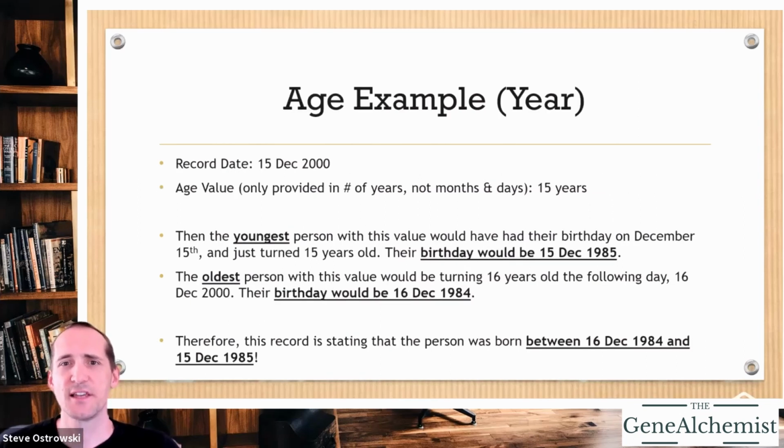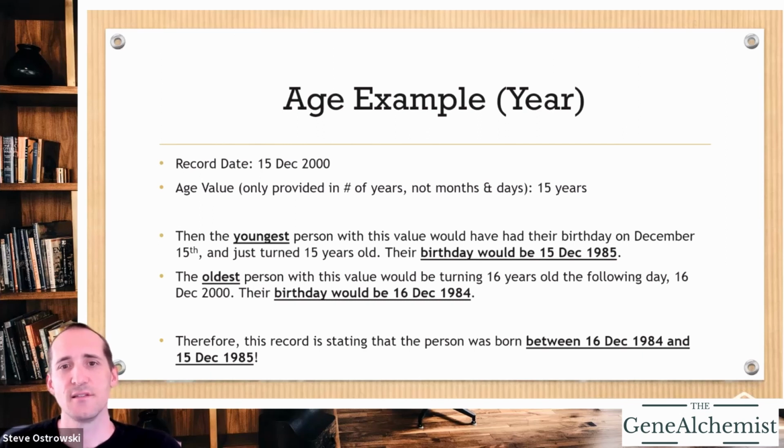So let's give a specific example. Let's say the record date, and I'm going to say the valid date's the same as the record date here, is the 15th of December, 2000. And the age given, which is only provided in years, is 15 years. So then the youngest person who could give this value of 15 years would have had their birthday on December 15th, the same day as this record date. And they just turned 15 years old. So their birthday would be the 15th of December, 1985, exactly 15 years ago.